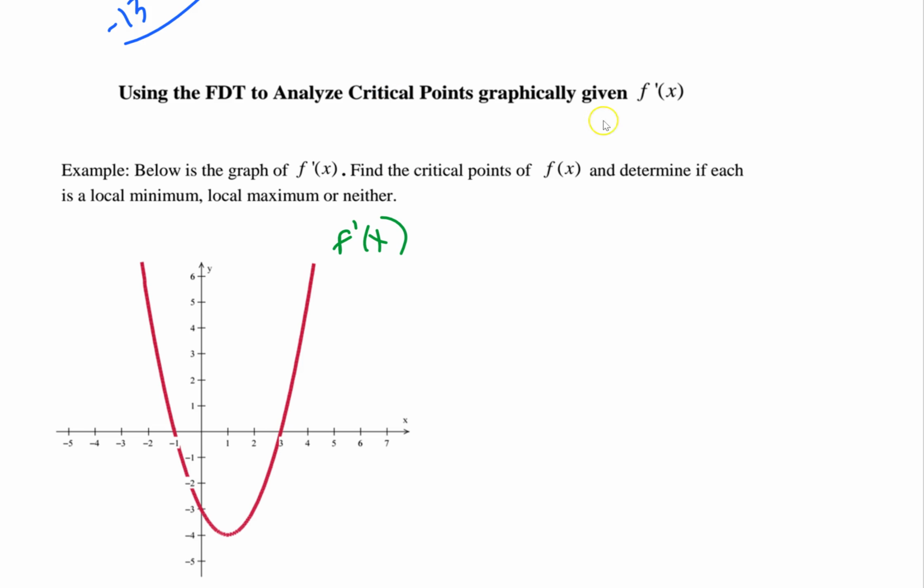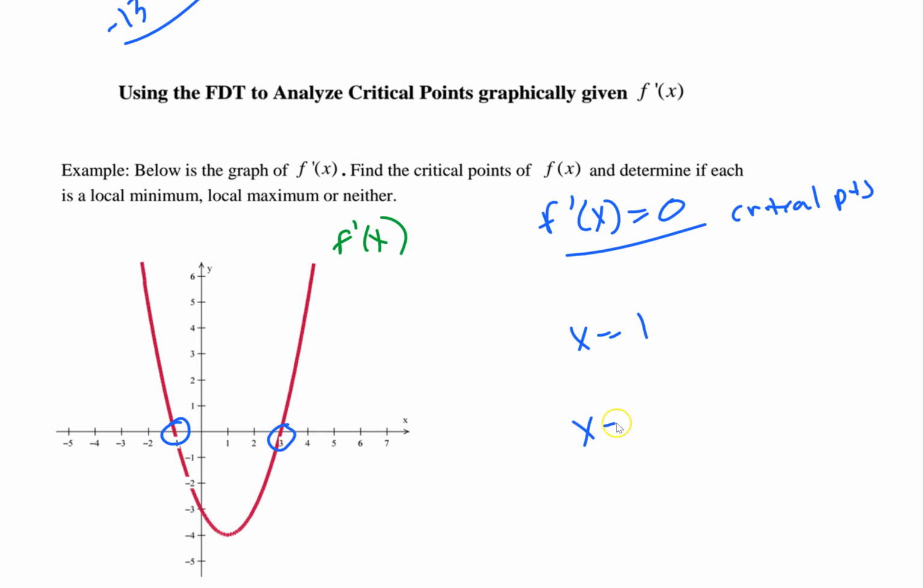Right? It's all about context, right? Remember, if this is a derivative, how do you find critical points? You set the derivative equal to 0, right? That's your critical points. So let's look at that first. So here's my critical point right here, negative 1, and right here at 3. Those are my critical points. Now, is it a max or min?